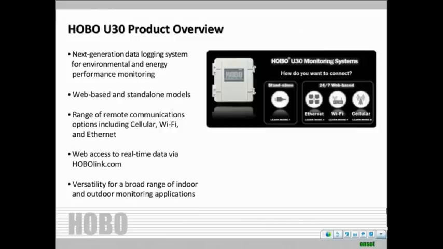The U30 is our next generation logging system for environmental and energy monitoring. Ultimately, when you're looking at the U30 system, it boils down to how do you want to get your data. We offer a traditional standalone data logger called the NRC, which is no remote communications. The NRC allows you to download directly in the field using a USB connection to your laptop or to what we call the HOBO U shuttle. For real-time access, we offer three ways to get your data to the internet. That's by Wi-Fi, Ethernet, or cellular via the AT&T or T-Mobile networks.